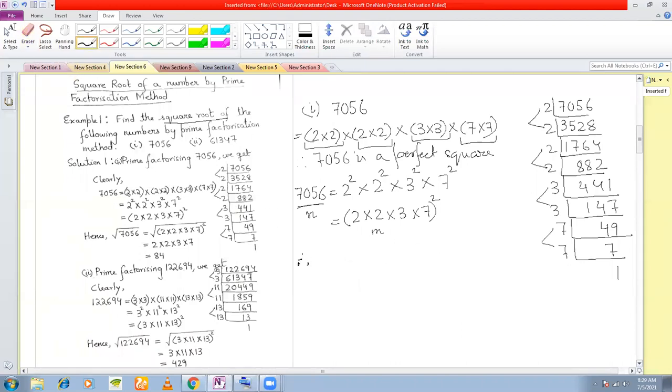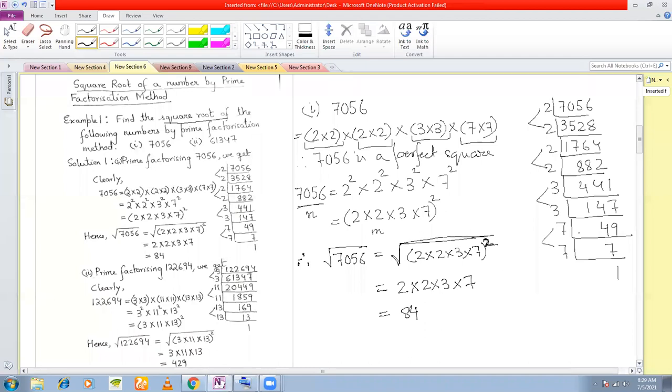84 square. Therefore, you can write the square root of 7056 is equal to the square root of 2 into 2 into 3 into 7 square. Within a square root, you have a square number. That means the square root will now cancel out. That means you will get 2 into 2 into 3 into 7 only, right? Because this is a perfect square inside a square root. So therefore, now you can multiply this to get 84. Is this step clear? Everything, or any question?